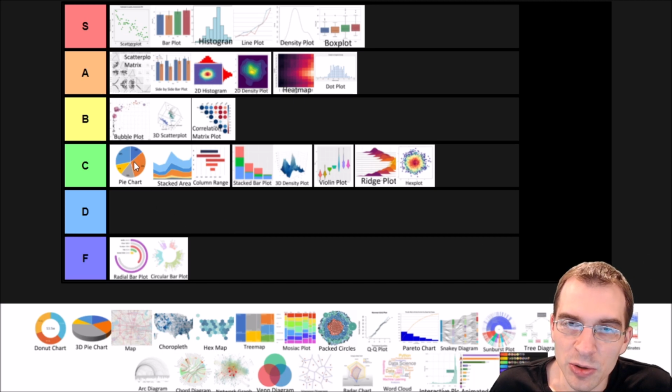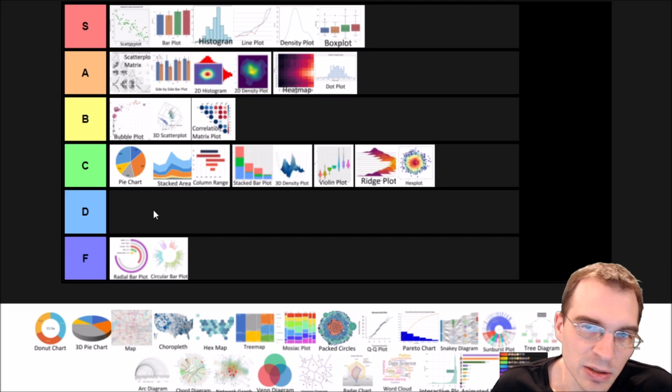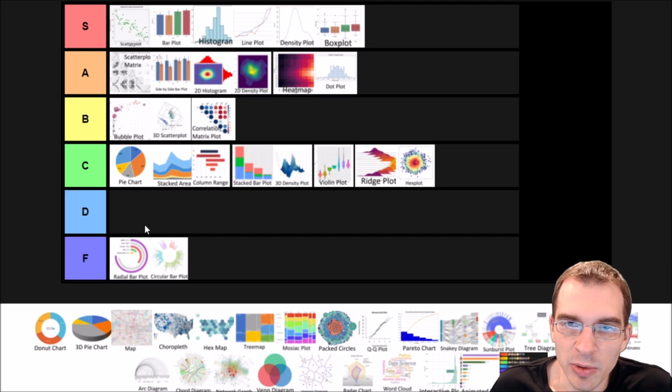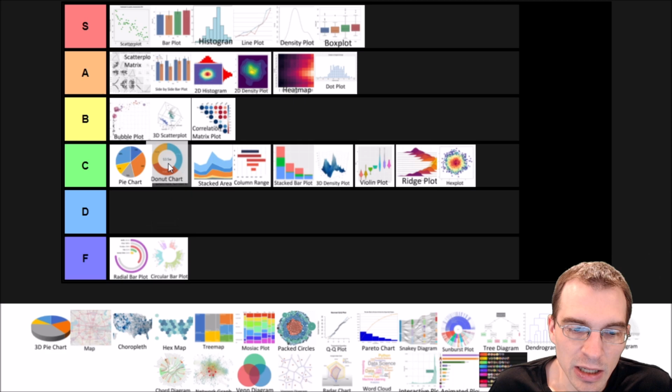But if you don't do those things and follow best practices, if you use too many segments or don't label things, then it drops pretty fast. But as long as you do things the right way, I think it can be C tier. And the donut chart is basically the same thing, similar information. So I'm going to put that next to the pie chart because they are used very often.